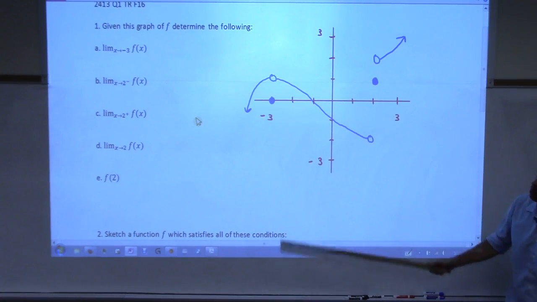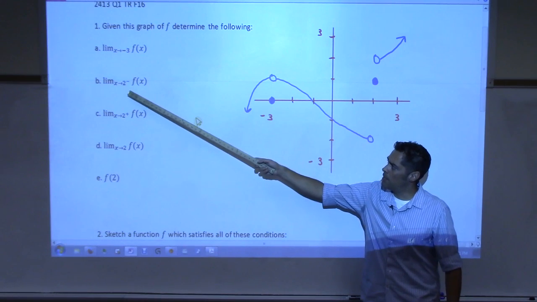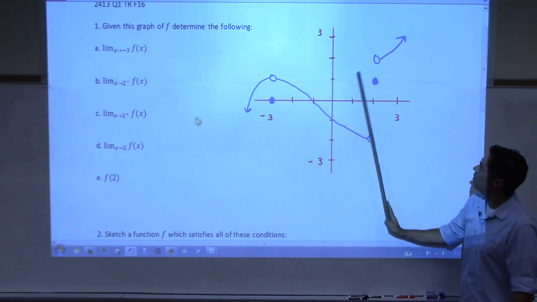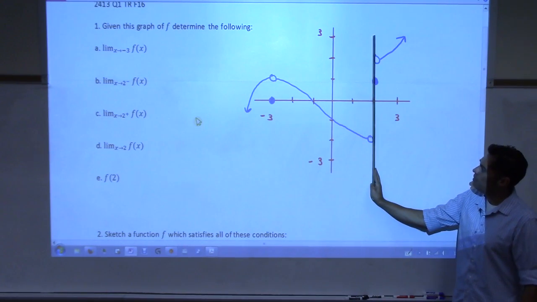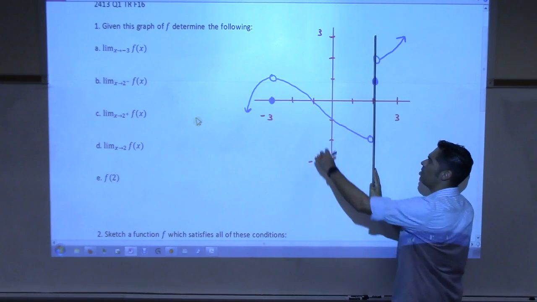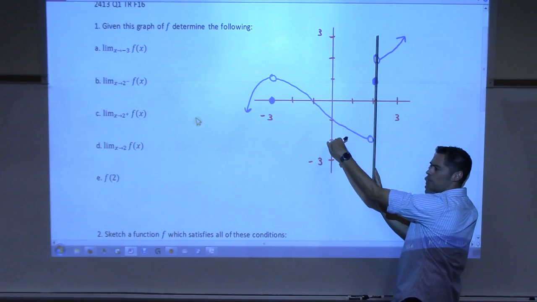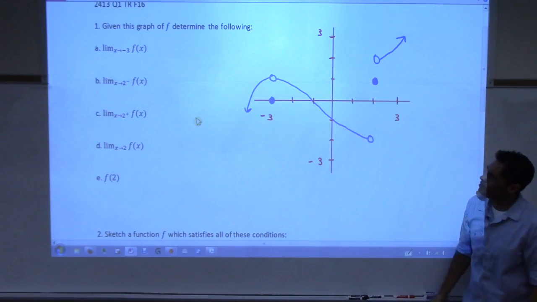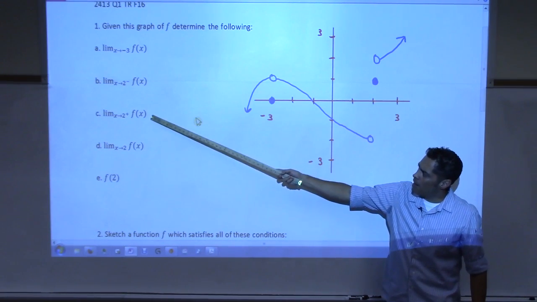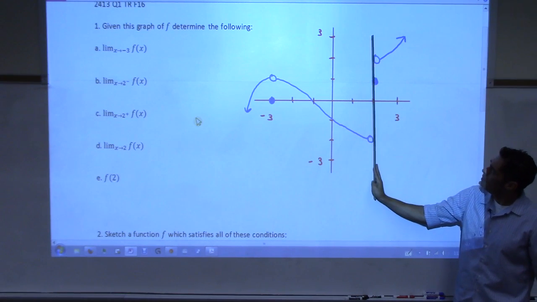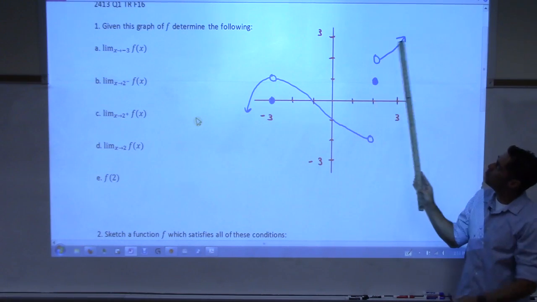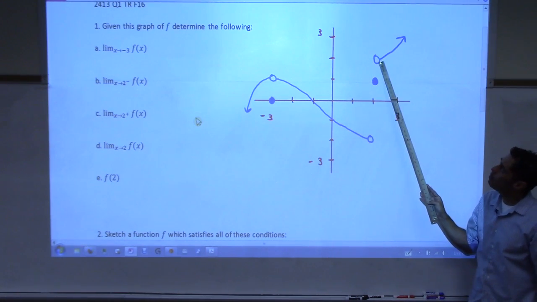For B, we're approaching 2 from the left side. So here's 2. We need to go figure out where we are on the function, and then come in from the left side. We're coming in this way. The y value is -2. From the right side, same thing. We're coming in from the right this time, which means we're up here, and we're approaching +2.